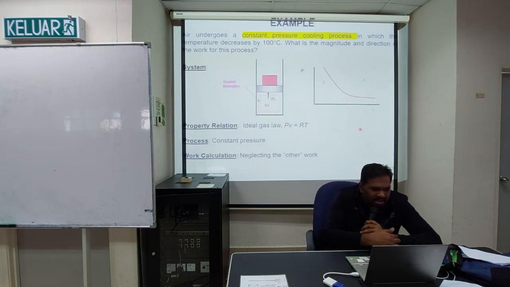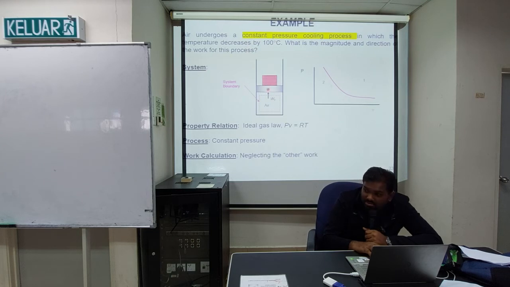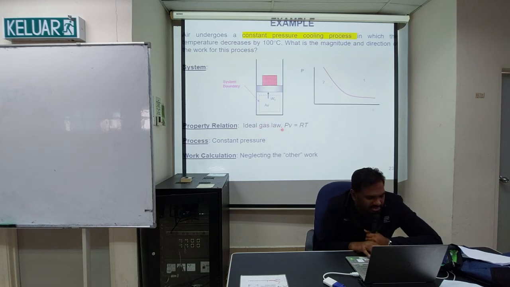Okay, so you see this, air undergoes a constant pressure cooling process. Okay, so dalam soalan dibagi tahu constant pressure ataupun constant volume, in which the temperature decreases by 100 degrees Celsius. So dekat sini when you are having a constant pressure cooling process, you lukis lah system. So you have air and you have a boundary. So ada boundary work done, and this is your PV graph, and the property is air, so it's an ideal gas. PV equals to RT, and the process is constant pressure.